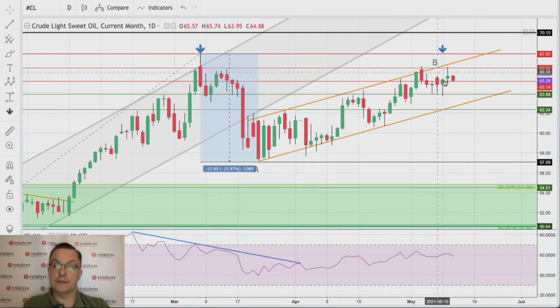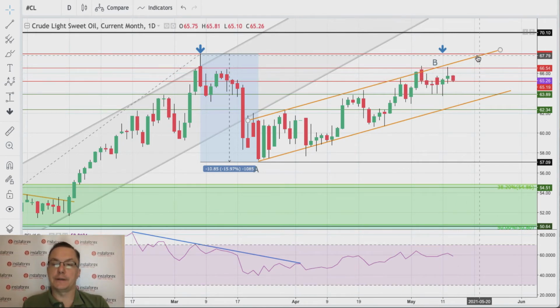So maybe after this pause, if the level of 63.89 is not clearly violated and the price is not out of the channel, the market can reverse the recent consolidation and then break above 67.97. The next target for bulls is of course the level of $70, 70.10 to be exact.